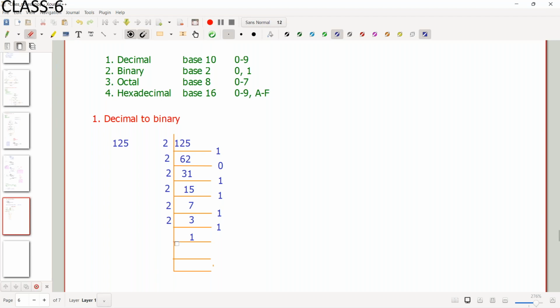Now how to view this one? How to consider this as a binary? These remainders are what we are going to consider as the binary, reading from the bottom to top. We have to consider that in this manner. So 125 in binary, what we have got is nothing but 1111101.